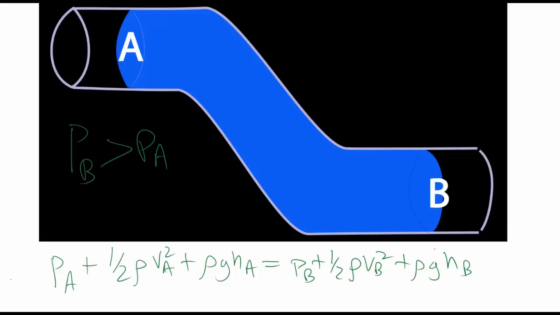Okay, so here we know that the velocity at B and the velocity at A are the same, so we can cross those out.